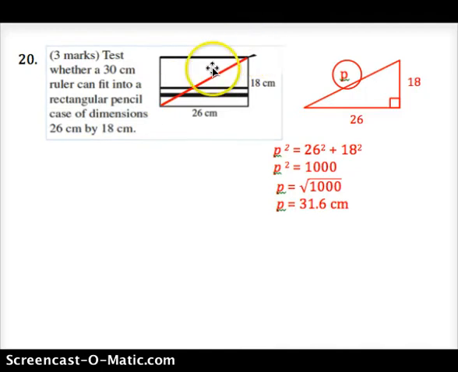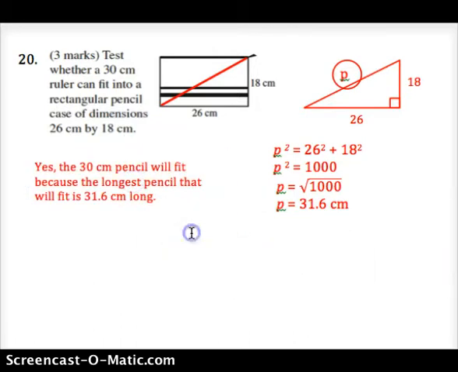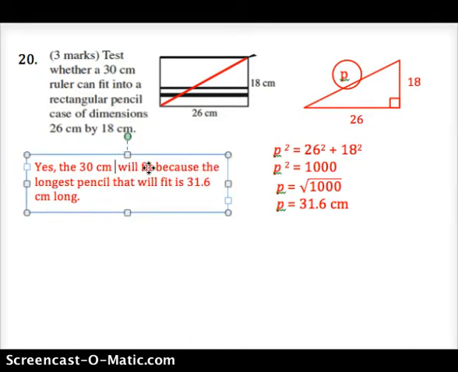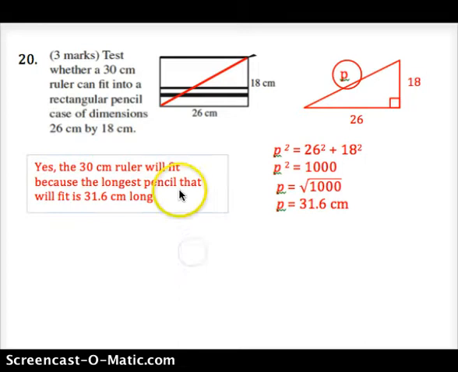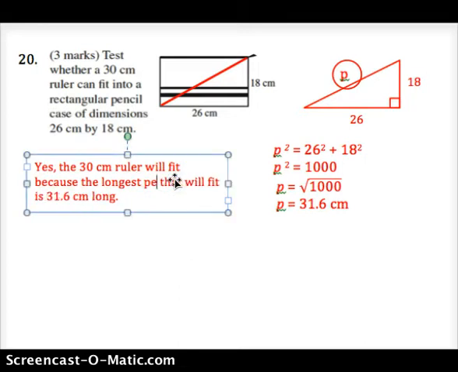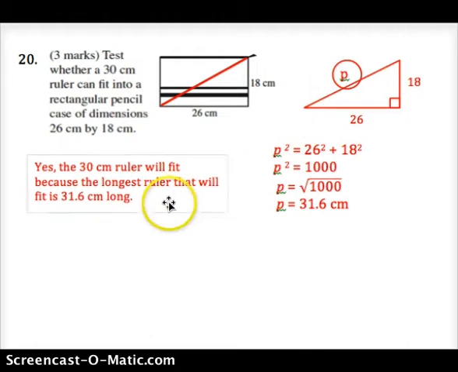So this length here, that's actually 31.6. So if I put a 30 centimeter ruler in, that's shorter than that. It should fit in my pencil case. So we can write a little conclusion up. So we can say, yes, the ruler will fit because the longest ruler that will fit is 31 centimeters long, and your ruler is only 30 centimeters long.